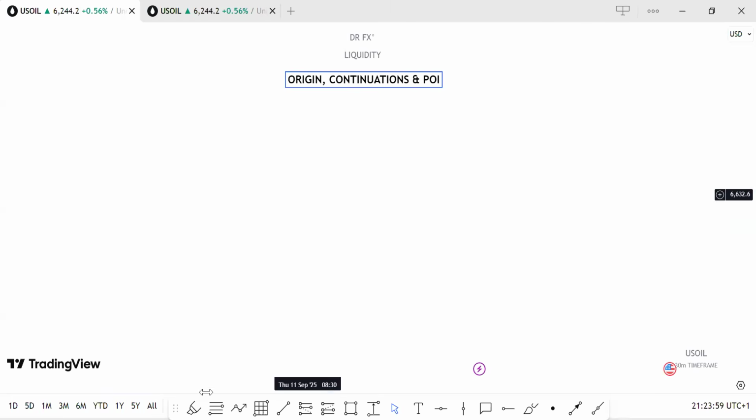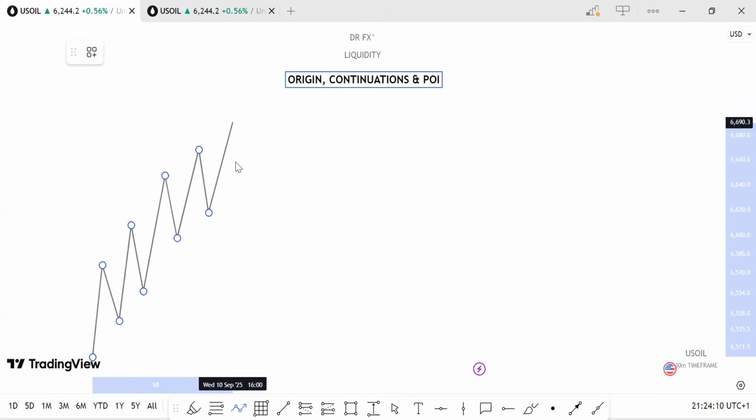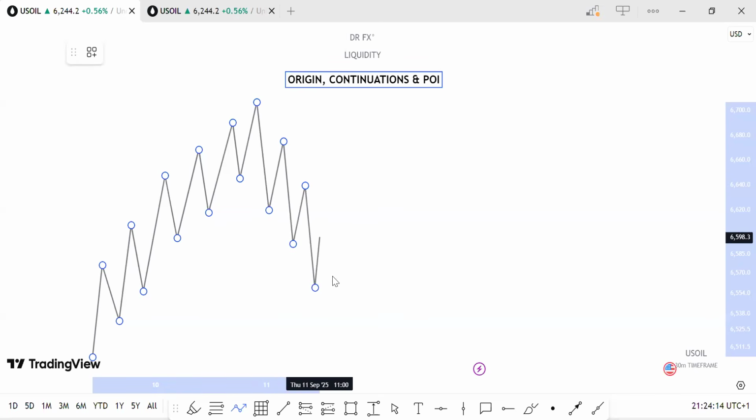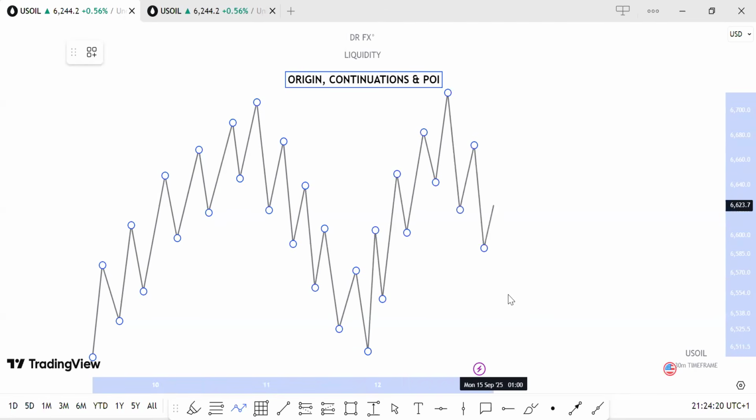Now, let's say we're in an uptrend market. Listen, the uptrend is like this. The market will keep moving up, and then we'll have a change of character or a market structure shift. Then the market will start moving down. Then we have a change of character or market structure shift. Then the market will start moving up. Then we have a change of character or market structure shift.